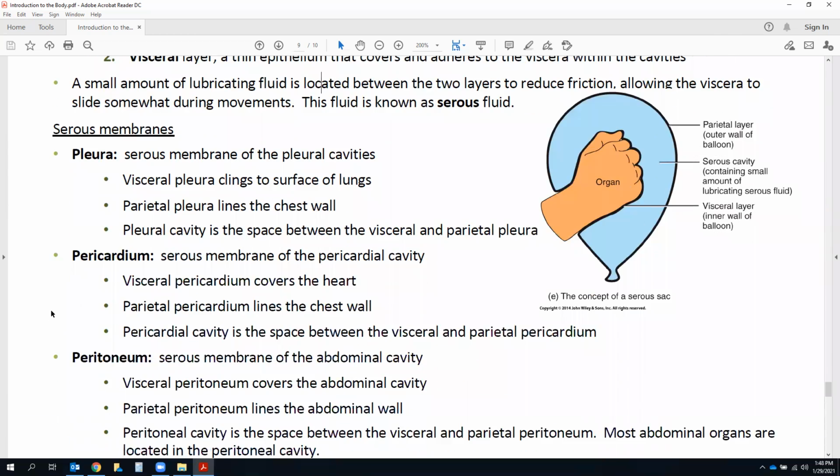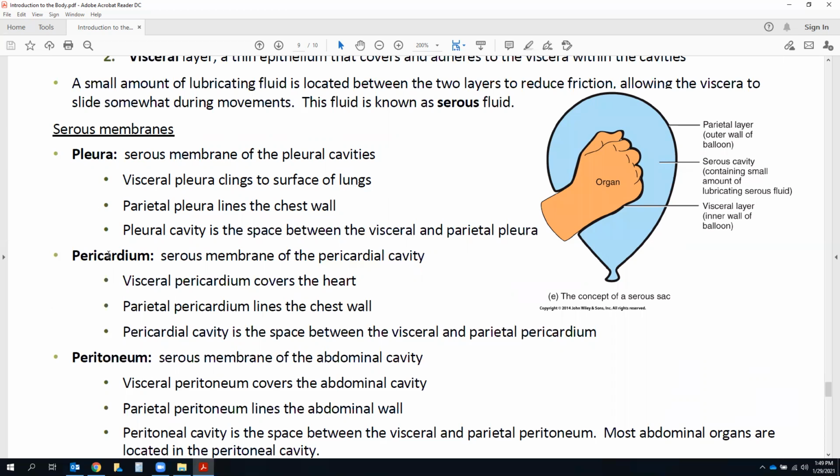Now, there are three major serous membranes: the pleura, pericardium, and the peritoneum. The word pleura or pleural, I told you guys on that previous page, always refers to lungs. So the pleura is the serous membrane of the pleural cavities, and thus is associated with our lungs. Two layers of each of those exist: a visceral pleura, which clings to the surface of each lung, and then a parietal pleura that lines the chest wall.